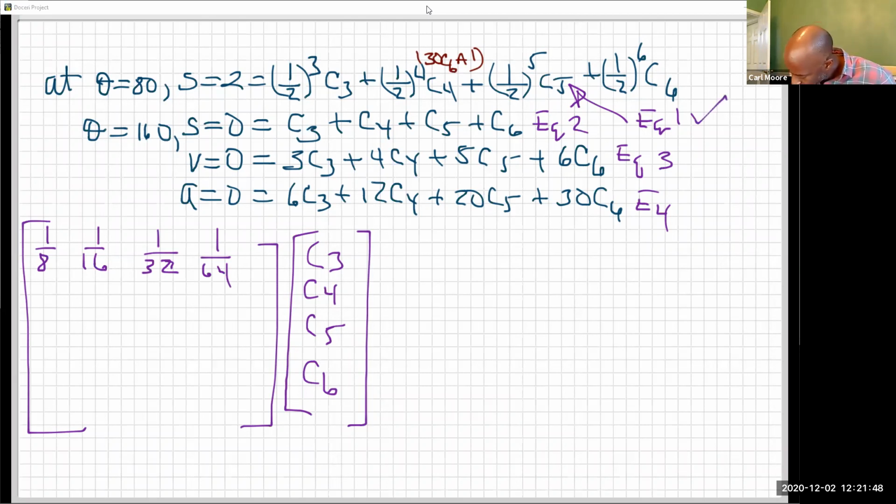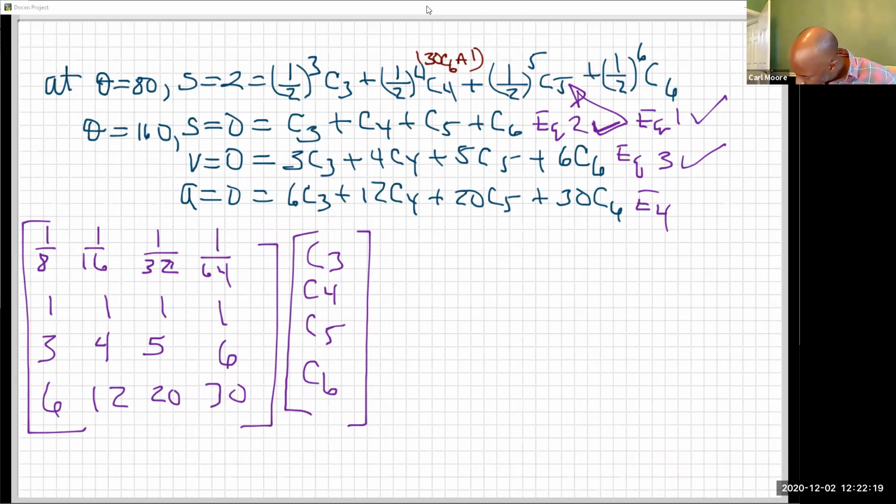Now look at equation 2. Each one of those is multiplied by 1, so I just have a 1 in each location for equation 2. That handles my S equals 0 equation. Now for my V equals 0, I have a 3, then a 4, then a 5, and then a 6 multiplied by the constants. And last but not least, my A equation. That's going to be a 6 and a 12 and a 20 and a 30.